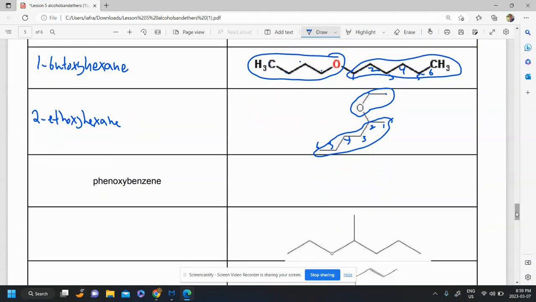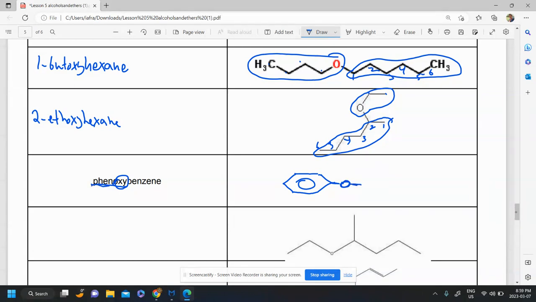Phenoxybenzene. That one's an interesting one. So benzene is our parent chain. I'm going to draw it this way, and you'll see why in a second. But notice we have phenoxy. What does that mean? Well, oxy means that we have some kind of alkoxy group, O here, connected to some carbon chain.